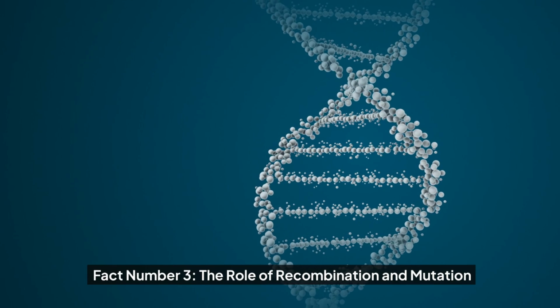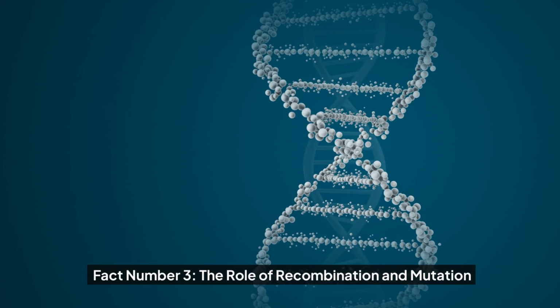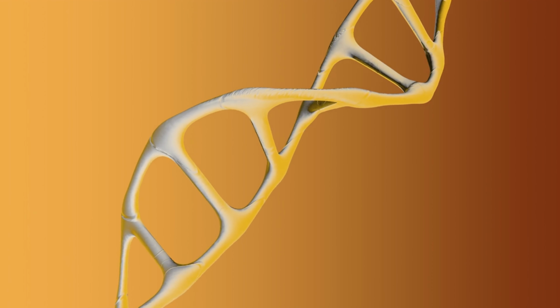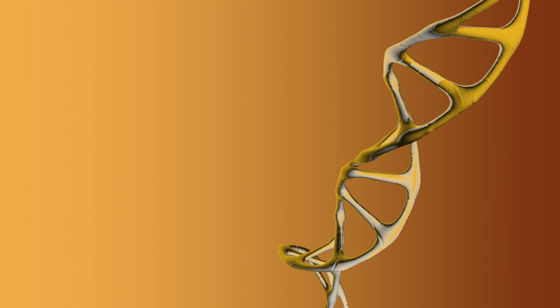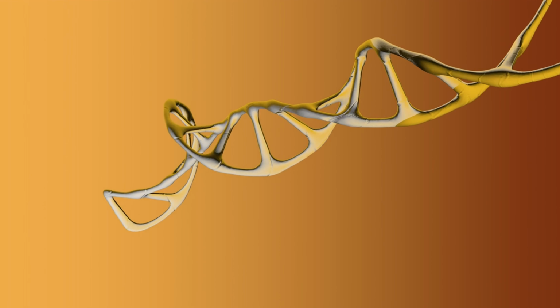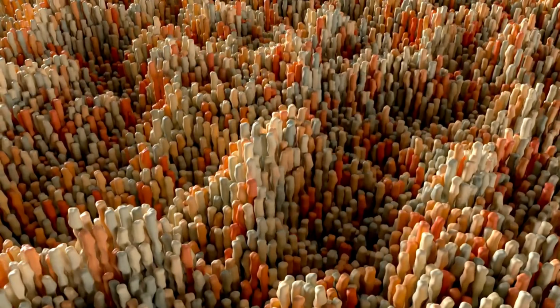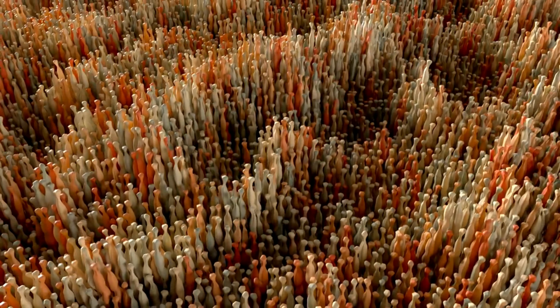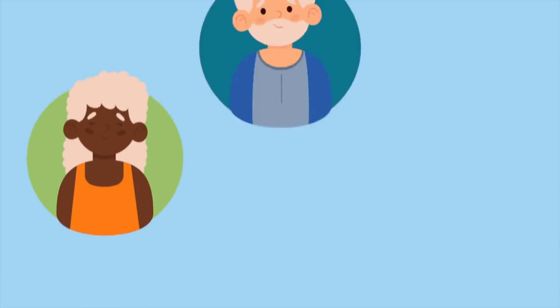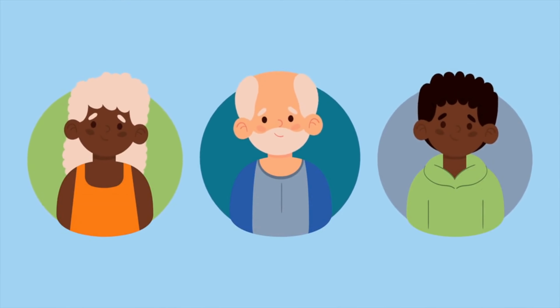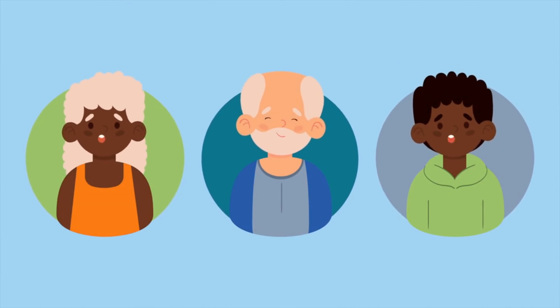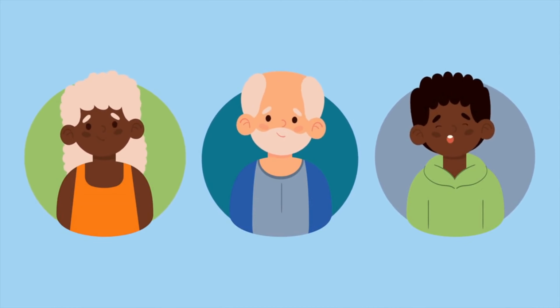Fact number 3. The role of recombination and mutation. Each person's genetic makeup is unique due to recombination, the process by which chromosomes exchange genetic material during reproduction. This genetic shuffling creates new combinations of traits, including facial features. The sheer number of possible combinations ensures that no 2 individuals, except identical twins, look exactly alike.